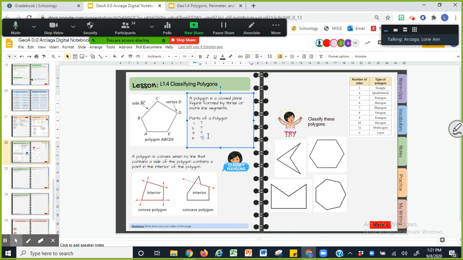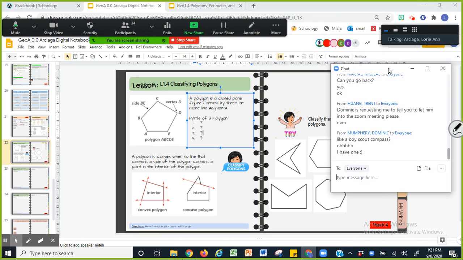What I would like you to do is look at this figure on the left and tell me, what do you think are the four parts of a polygon? Just try it and type your answer in the chat as well, so I could give you feedback whether it's right or wrong.